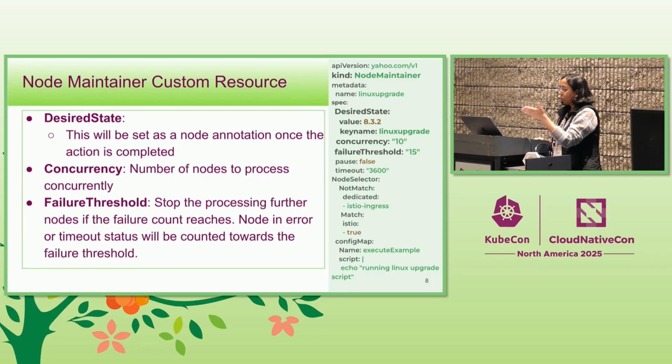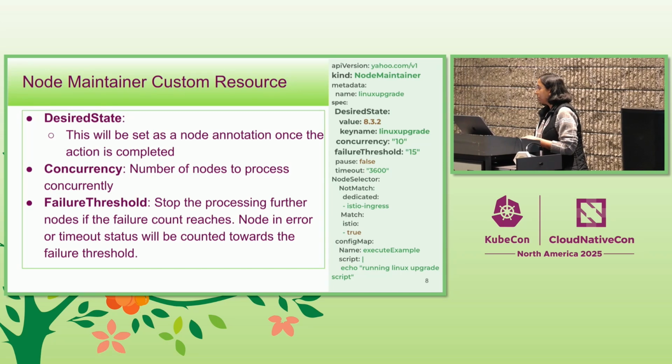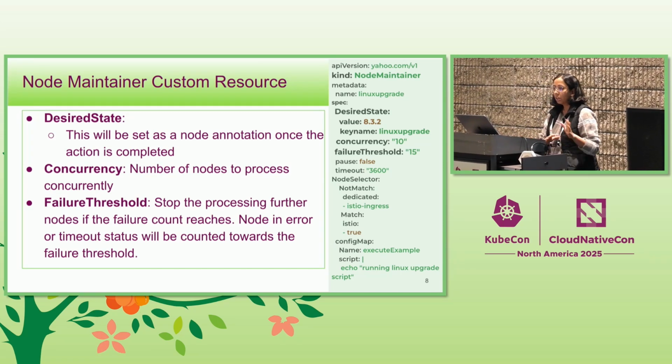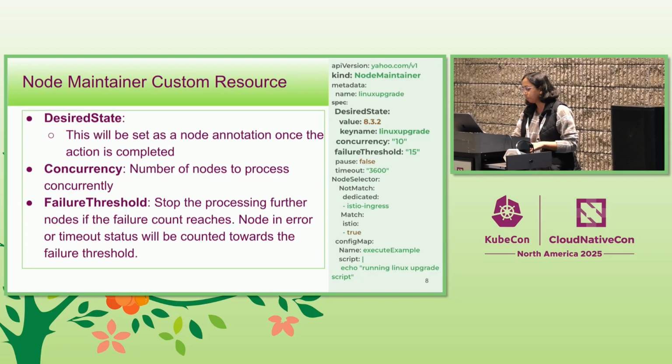I can configure concurrency and failure threshold. So at any point of time, if at least 15 nodes fail, I want to stop or pause the maintenance task. So I don't need to worry about a lot of nodes going down if something goes wrong during maintenance.